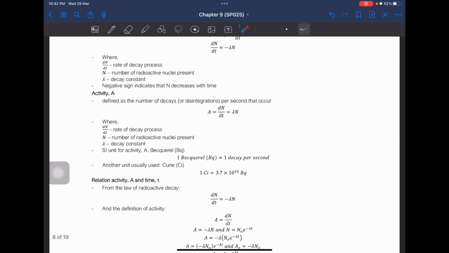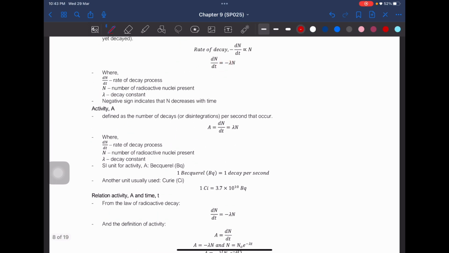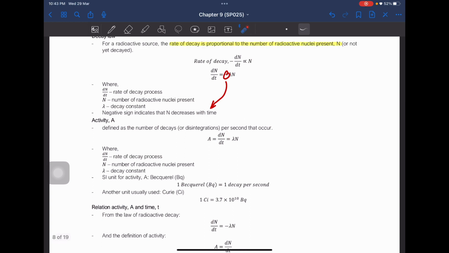Sorry. So the negative here is telling us that the number of radioactive nuclei present will decrease with time. Okay, so dia makin lama makin berkurang. Mestilah dia berkurang sebab dia tulis sini rate of decay. Okay, dia decaying, maksudnya dia akan makin lama makin berkurang. Okay, so that is on decay law.